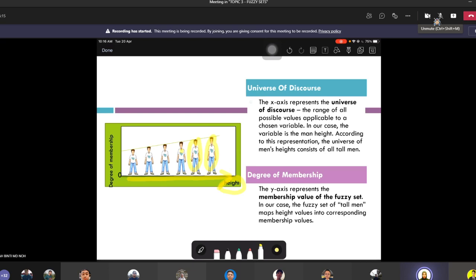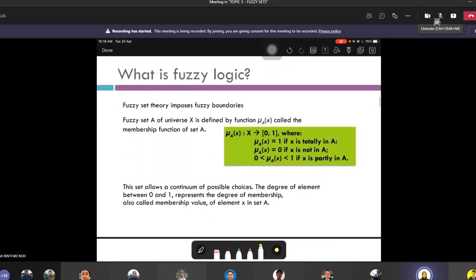So setiap satu ni adalah elemen dia, manusia-manusia yang kita sukat ketinggian dia tadi. Right? Okay, so the degree of membership is represented by this part, the y-axis, yang mana the value is always between 0 to 1. Yang tu clear? Setakat ni clear?